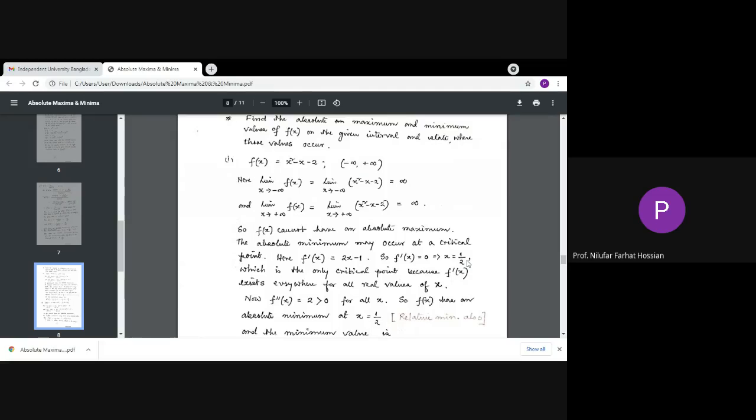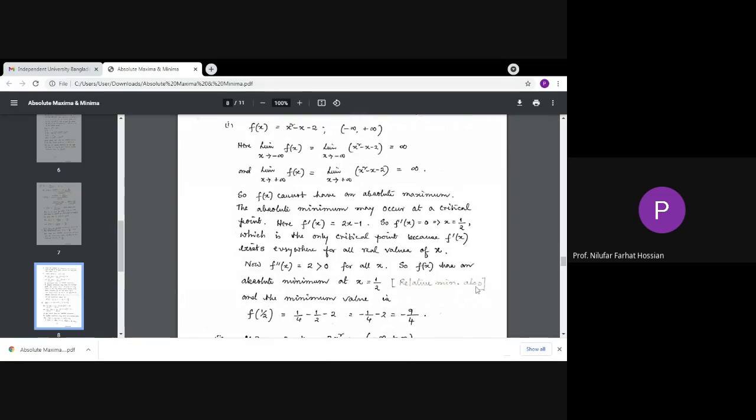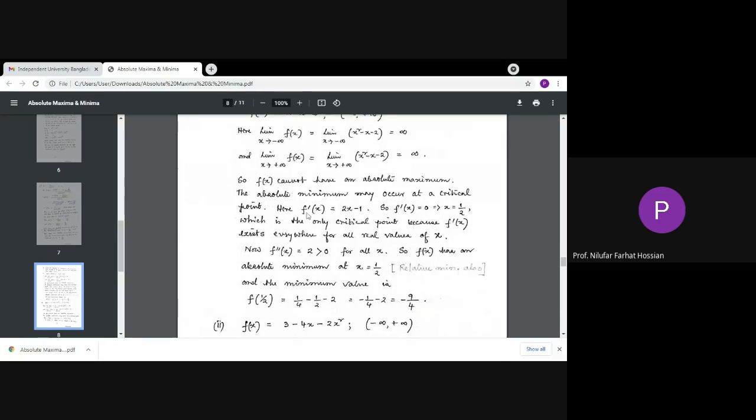So there will be a minimum. There will be an absolute minimum here. You have to check. Just find the second order derivative. The second order derivative for all values of x will be 2, which is a positive number. So definitely there will be a minimum at the point x equals half.